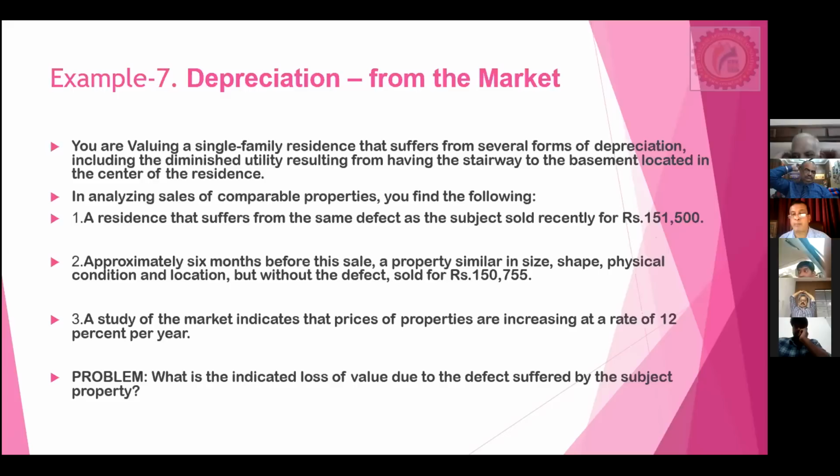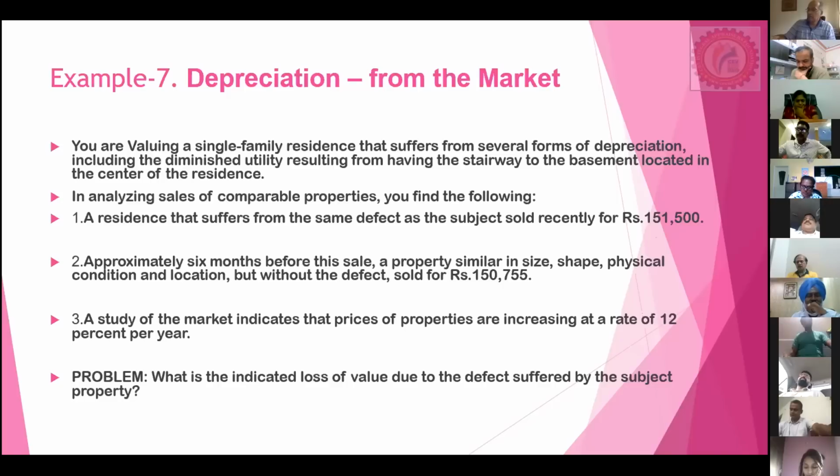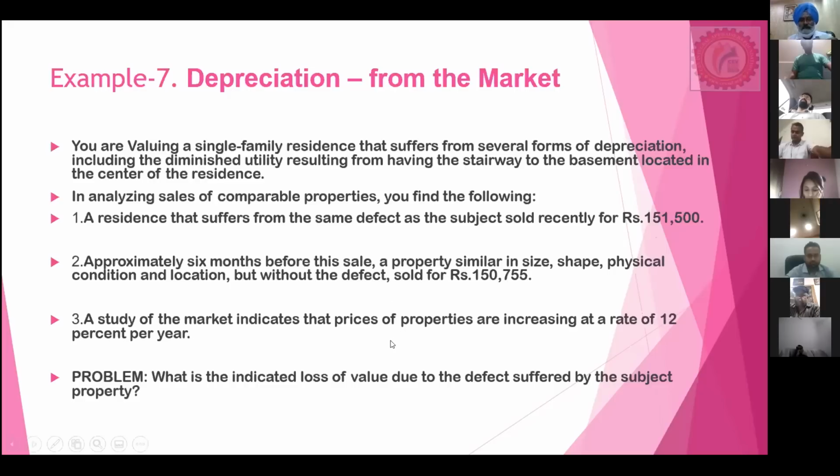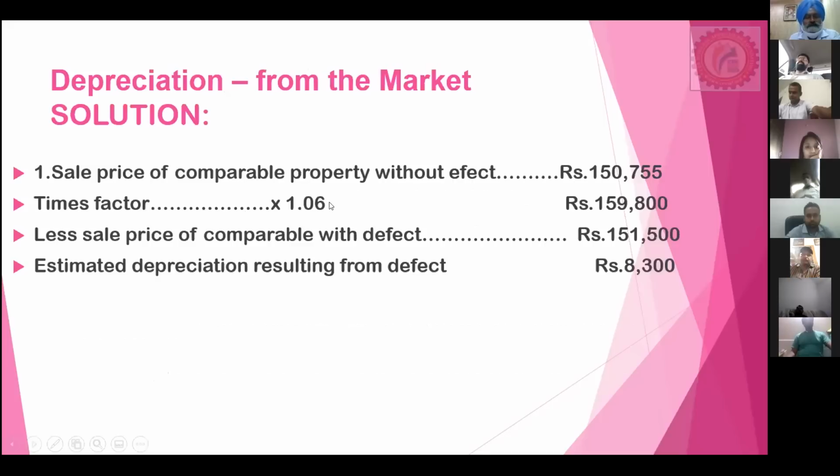Any of you, please unmute and say whether you have understood or not. This 0.12 divided by 12 months, I have got 0.01. Am I right? 0.01 into 6 months. How much? 0.06, sir. So the time factor is 1.06. I hope all of you understood, because this is a very fundamental thing. We have the increase in rate per annum, and I have converted that into per month, multiplied by 6 months, because that is 6 months of data. So 1.06 will be the time factor adjustment.